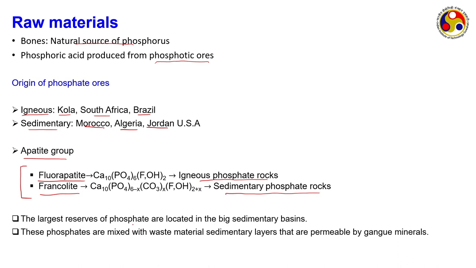The largest reserves of phosphate are located in the big sedimentary basin. So when we talk about the ores of phosphate, it is primarily this sedimentary phosphate rock. As I told you, these phosphates are mixed with waste materials, sedimentary layers that are permeated by gangue minerals. Gangue minerals means the commercially not useful products. So it is associated with these minerals, and you have to mine them.